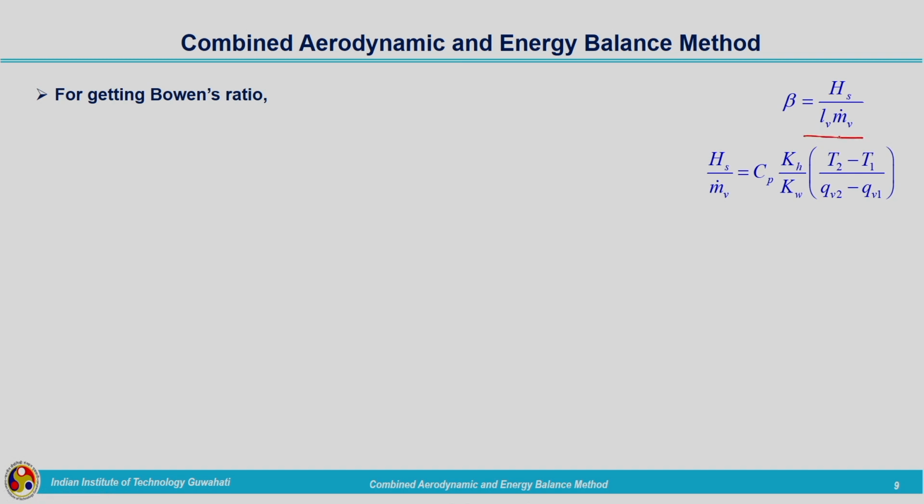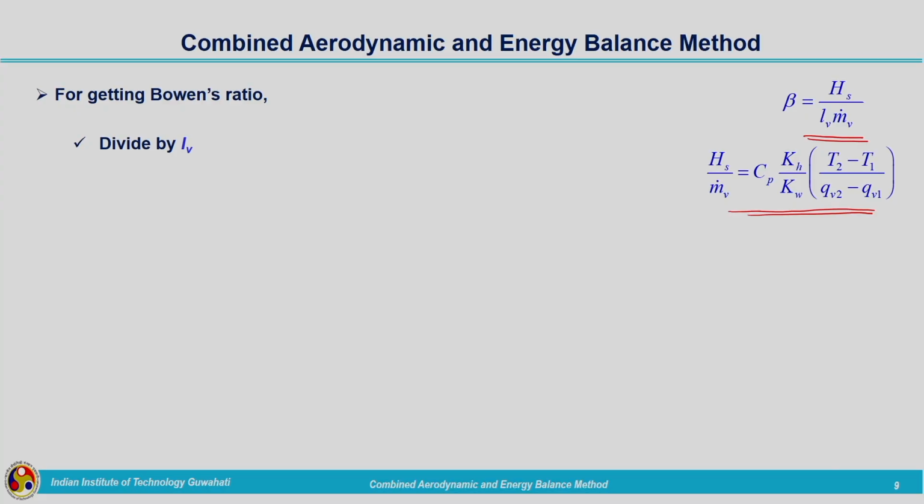Now, for getting the Bowen's ratio, we already know that beta, the Bowen's ratio, is given by Hs divided by Lv mv dot. We already have Hs divided by mv dot from the previous slide. So, we need Lv, the latent heat of vaporization, in the denominator on the left hand side, Hs divided by Lv mv dot. For that, we will divide the entire equation, both left hand side and right hand side, by the latent heat of vaporization Lv.